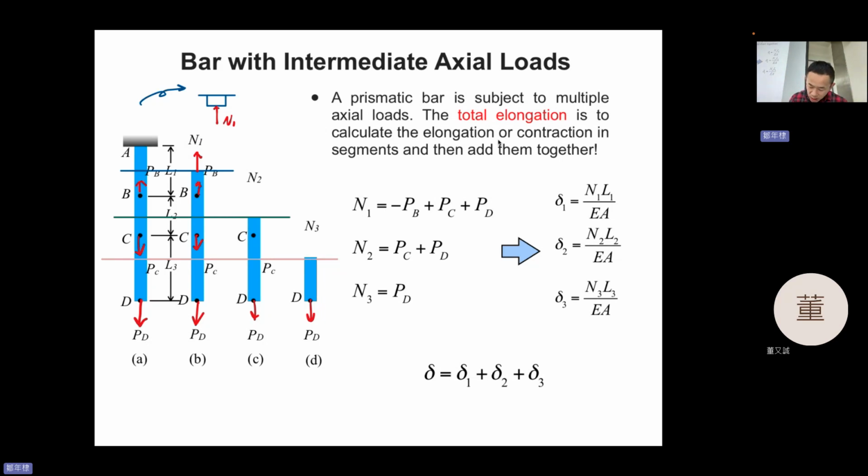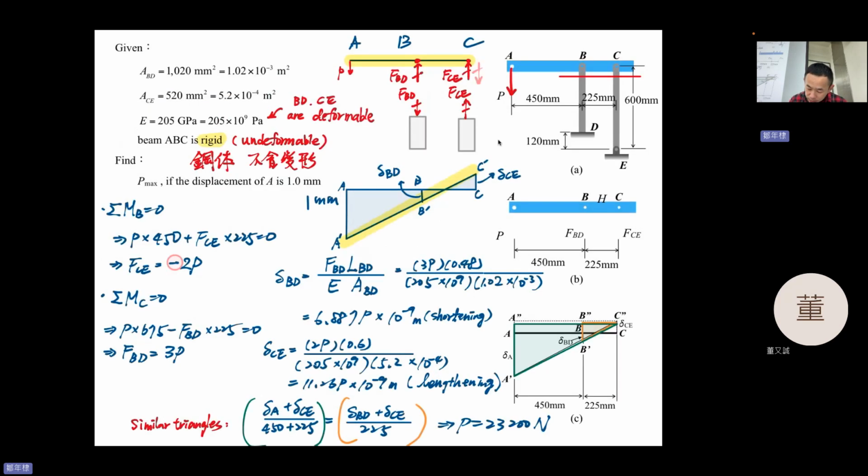And then what is the upper part force? You see, this upper part force should be RA. RA is provided by the fixed ceiling, so RA should be the reaction force for this bar. So what is RA?